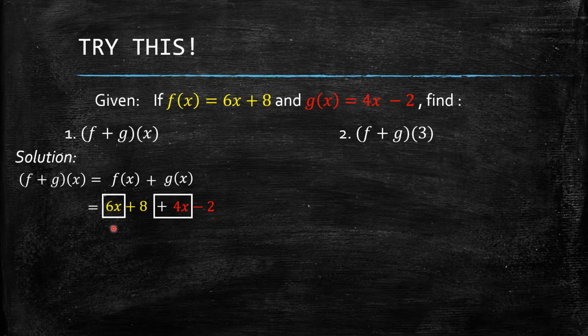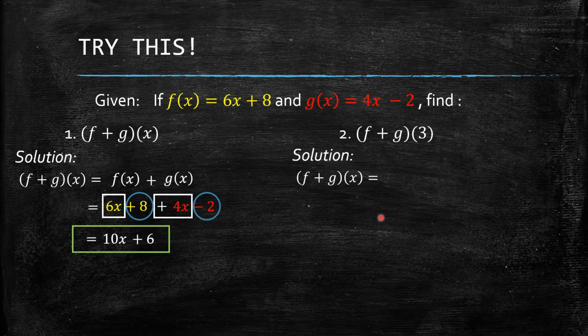Next is to combine similar terms. So we have 6x plus 4x will give us 10x. And next is positive 8 minus 2. That is positive 6. 10x plus 6 cannot anymore be combined because they are not similar terms. Therefore, this will be our final answer.